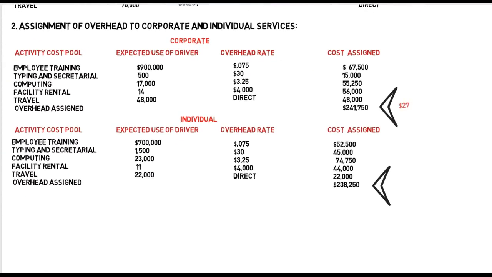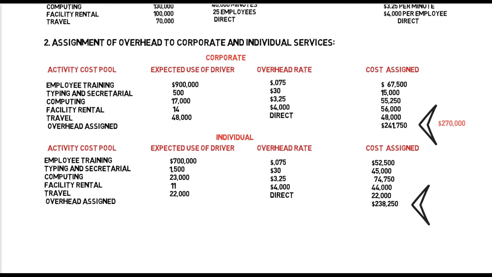But when we compare it to what we did with the traditional way, you could see that traditionally we allocated $270 to corporate, whereas to be fair, it should have been $241. And we allocated $210 to individual, and to be fair, they have more costs associated with their activities than corporate does. It's basically equal, 241,750, 238,250. But this is an example of how we use activity-based costing to cost out the activities carried out in two different departmental areas of a service company.